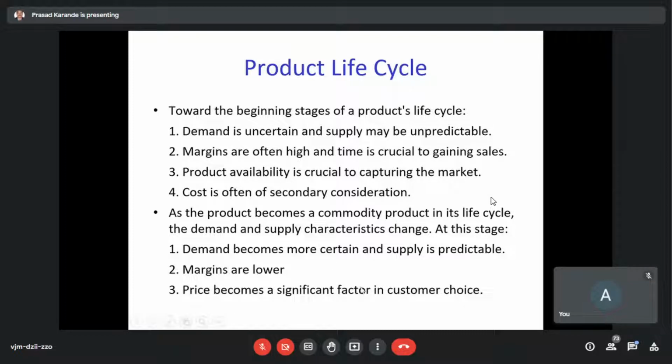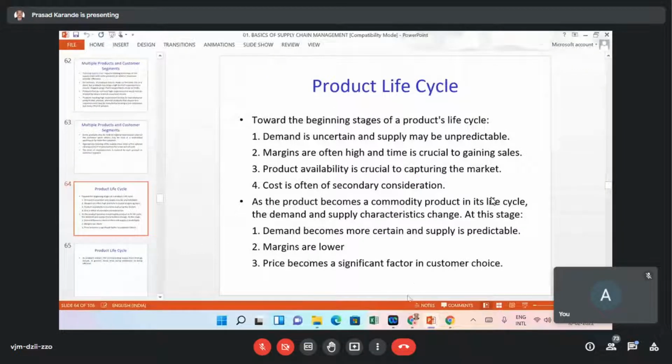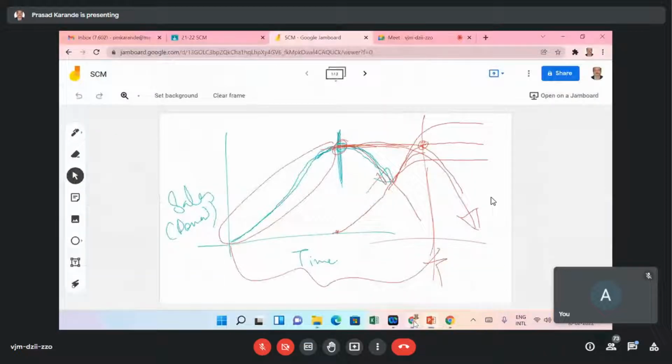As the product becomes a commodity product in the life cycle, the demand and supply characteristics change. At this stage, demand becomes more certain and supply is predictable, margins are lower, and price becomes a significant factor in customer choice. Lower margins mean you can reduce the price later, which is one way in which product lives can be extended. As we have seen, as an engineer, what is your role? ये product launch हो गया.